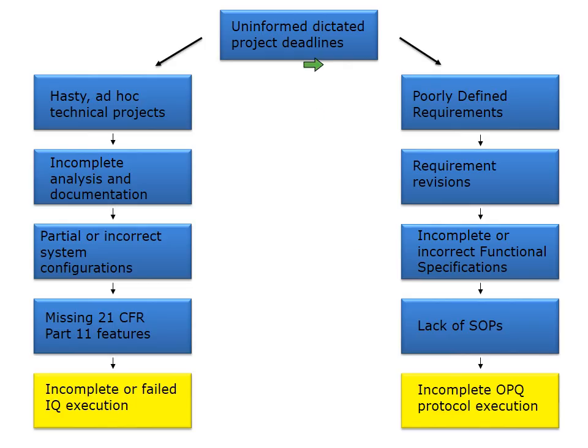So this diagram just attempts to show a little more graphically that when you have these uninformed, dictated project deadlines, with the emphasis on uninformed, if they're informed and dictated, we're all used to that. But if they're uninformed, that becomes very problematic. On the left side, we have the technical thread, which, while I have it ending in an IQ, it also affects the OQ. On the right side, we have the performance side in terms of business requirements.